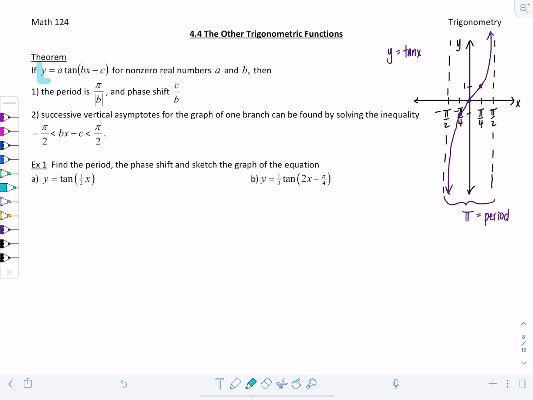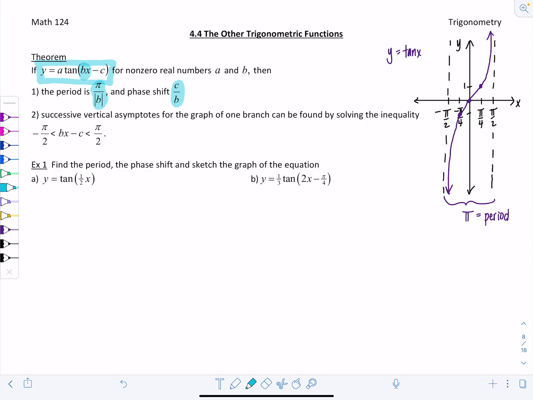We're going to be taking our original tangent function and manipulating it, applying some transformations. Just like before, if there's a coefficient on x, which we call b, that affects the period. To get the new period, you take pi and divide it by b. Similarly, we can shift the graph horizontally, which we call a phase shift. To find the phase shift, you take c and divide it by b. That's the same as before. And if you want to figure out where the successive vertical asymptotes are, you can solve the inequality: negative pi over 2 is less than bx minus c is less than pi over 2.